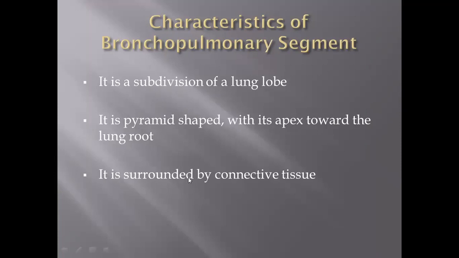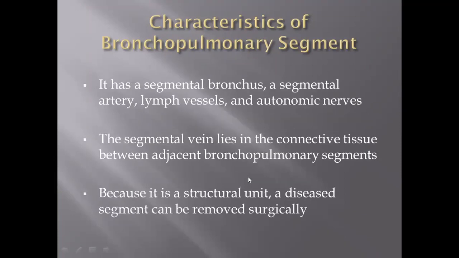It is surrounded by connective tissue. It has a segmental bronchus, segmental artery, lymph vessels, and autonomic nerves. So a single bronchopulmonary segment has all the structures. The segmental vein lies in the connective tissue between adjacent bronchopulmonary segments. Because it is a structural unit, a diseased segment can be removed surgically.